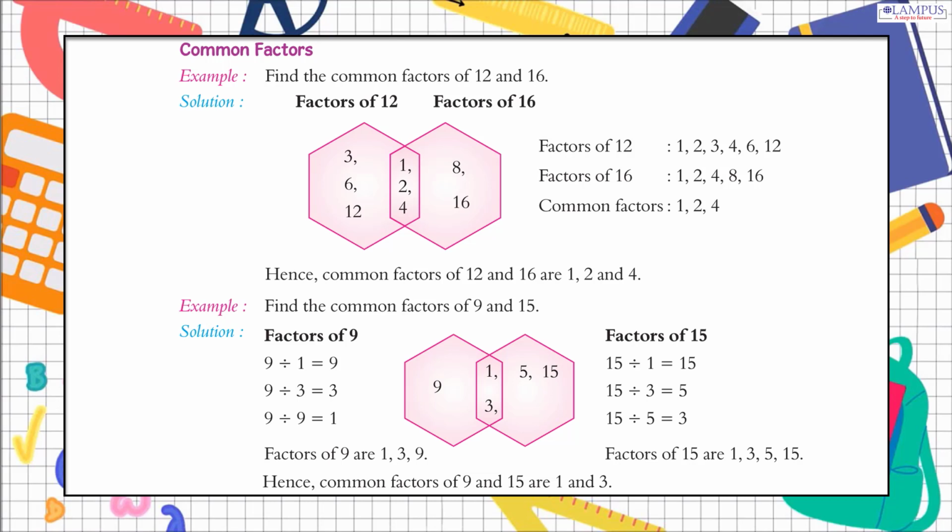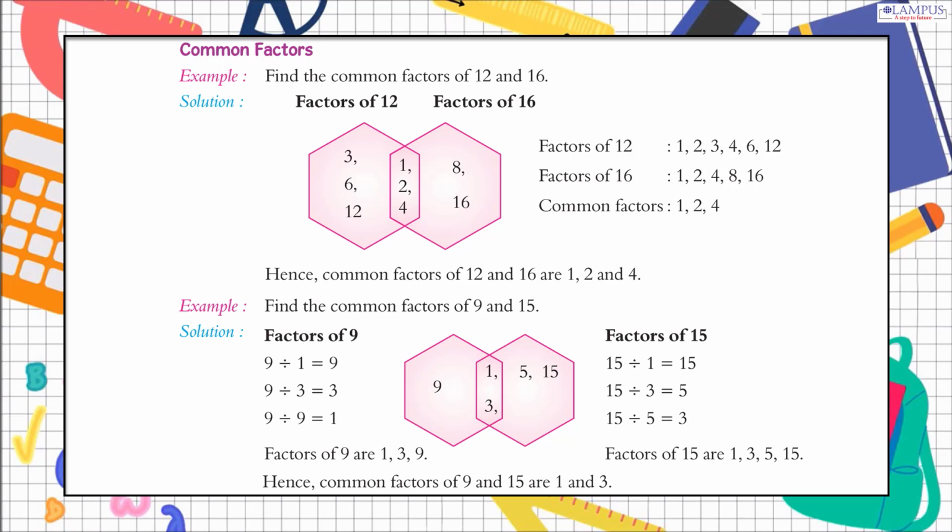Common factors. Example: find the common factors of 12 and 16. Solution: factors of 12: 1, 2, 3, 4, 6, 12. Factors of 16: 1, 2, 4, 8, 16. Common factors: 1, 2, 4. Hence, common factors of 12 and 16 are 1, 2 and 4.